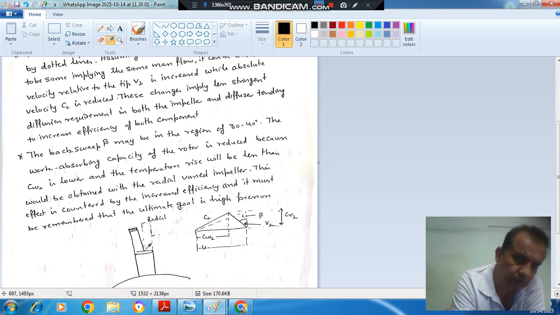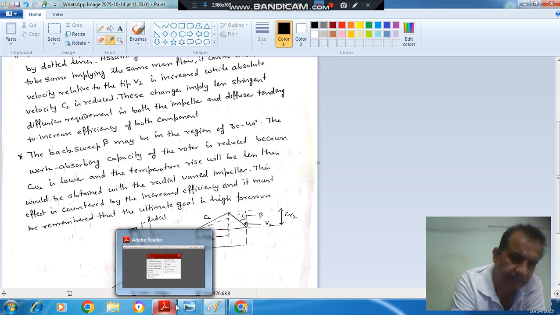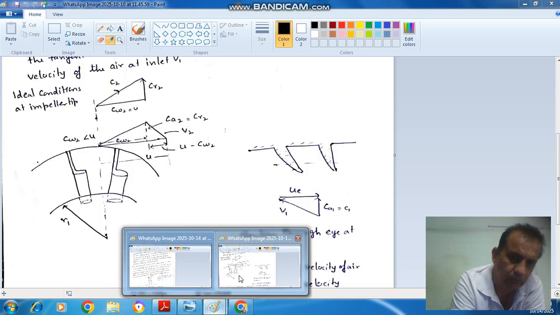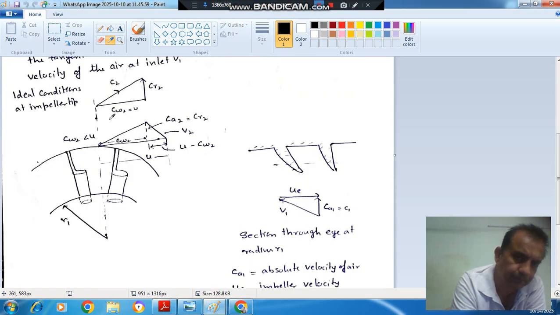So this is your backward swept blade. This is the radial direction like this. And now this blade is slightly back swept. So if we consider the ideal case of the velocity triangle at the impeller tip, CW2 is equal to U, this is your CR2 and this is your V2, and CR2 is equal to V2 also.